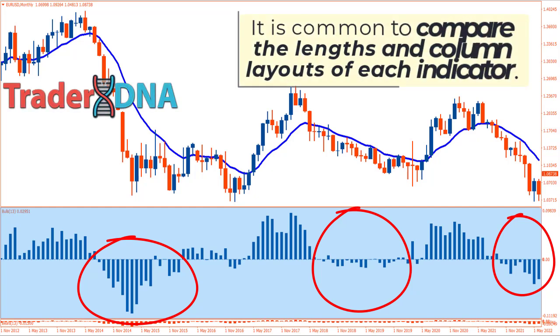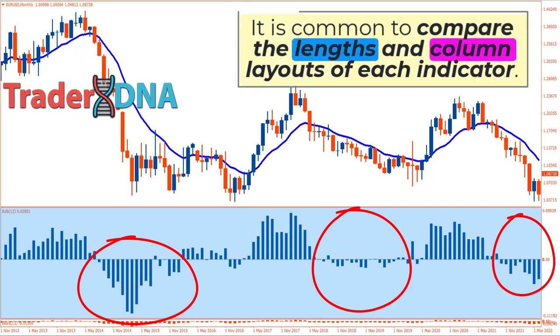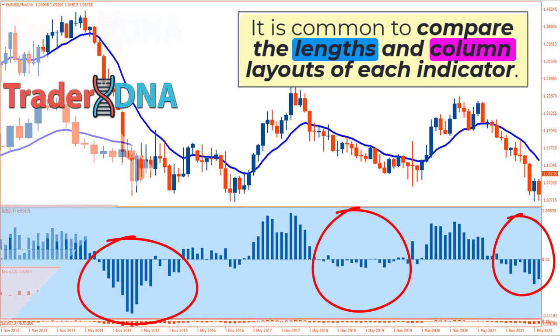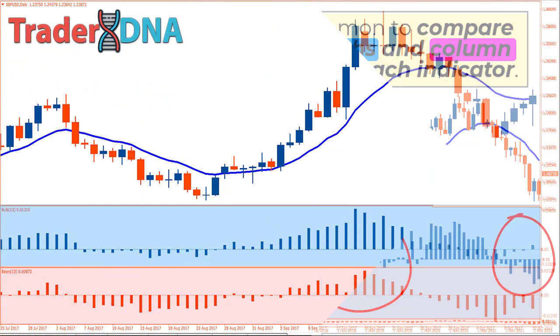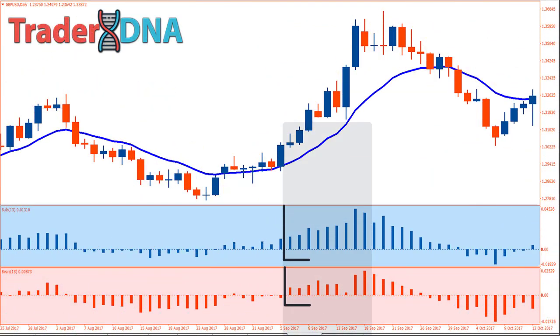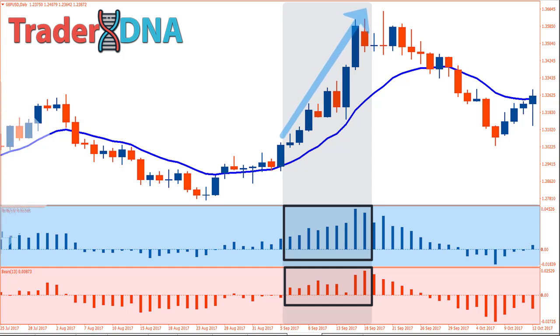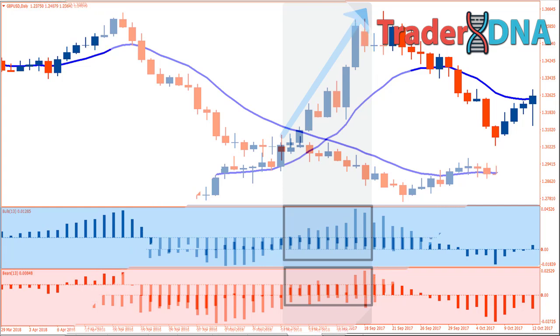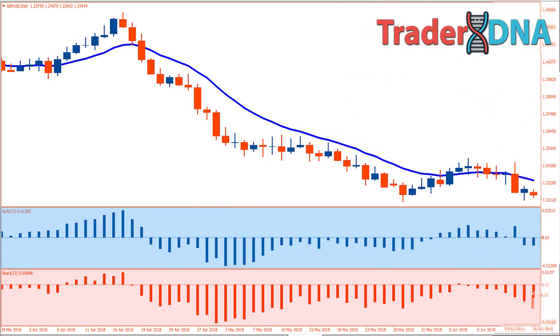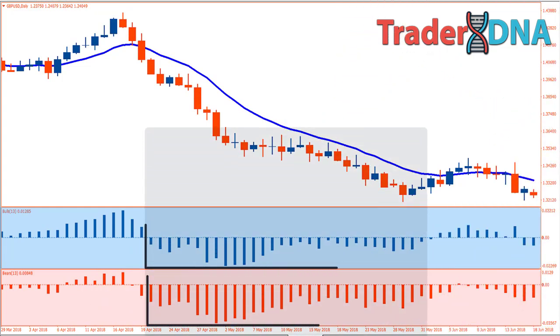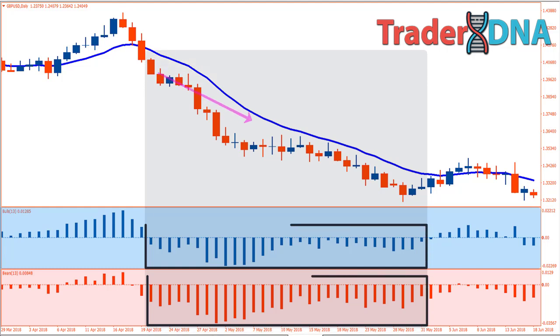Therefore, it is common to compare the lengths and column layouts of each indicator. For example, if the columns on both indicators have almost the same length and are located in the positive zone, this indicates a strong uptrend, as the high and low prices of the current candle are much higher than the average price. Accordingly, when there are long columns in both indicators in the negative zone, this indicates a strong downward trend, since the current candle is completely below the average price.